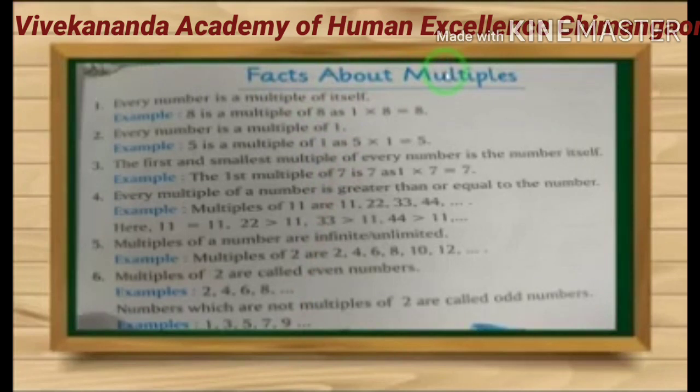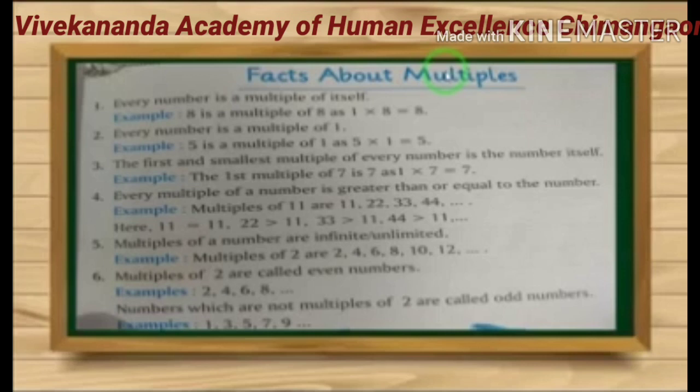Look here students, we will learn some important notes about multiples. See the first fact. Every number is a multiple of itself. For example, 8 is a multiple of 8. When we multiply 1 by 8, we get the product 8. So we say that 8 is a multiple of 8. It means every number is a multiple of itself.